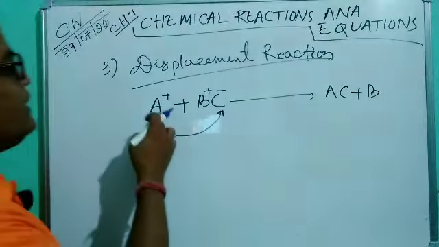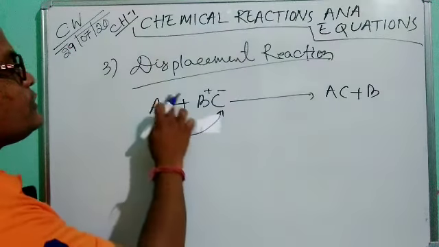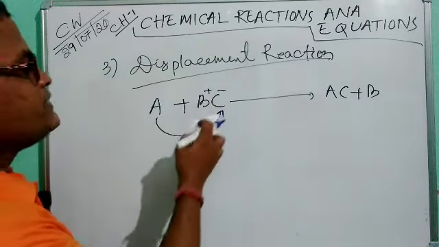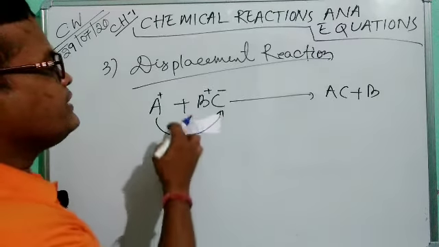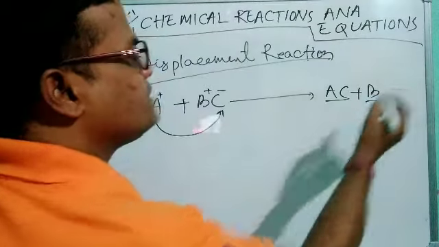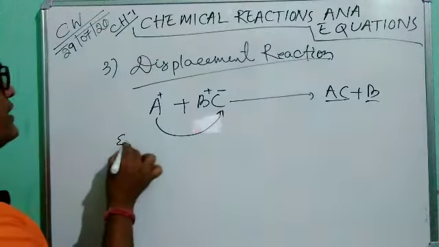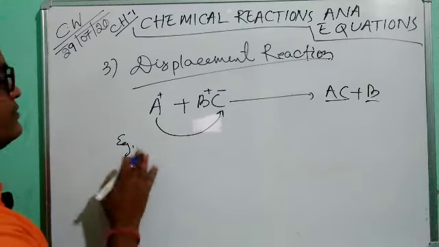You see, A is a metal, and it reacts with BC. If we take B as positive, then A is a more reactive element than B, so B is displaced and a new compound is formed. This is called a single displacement reaction.